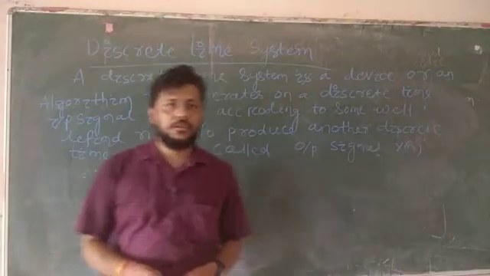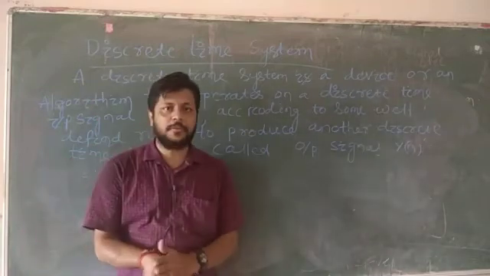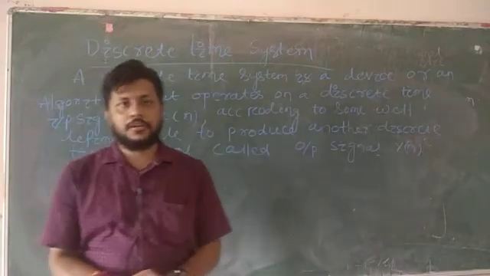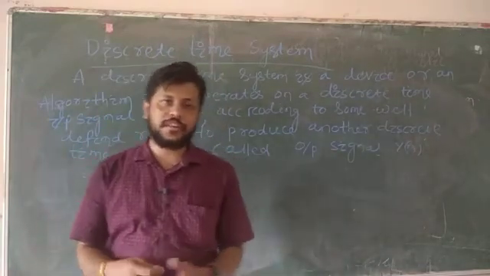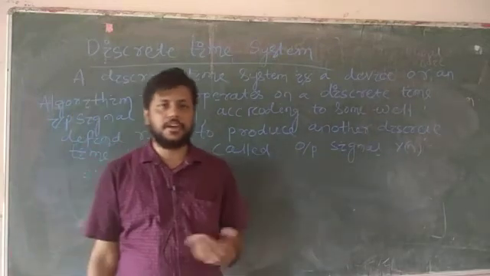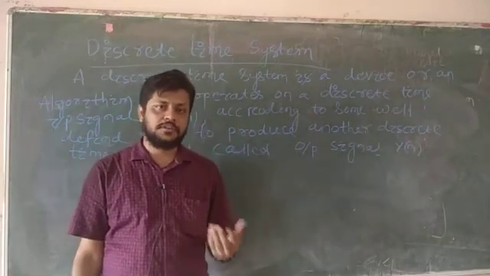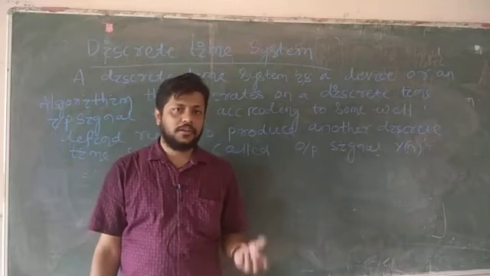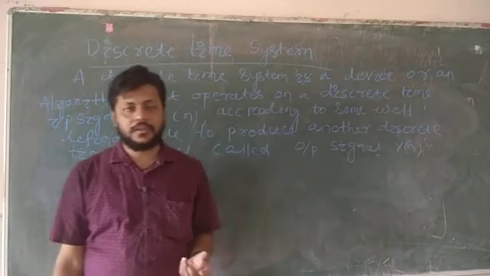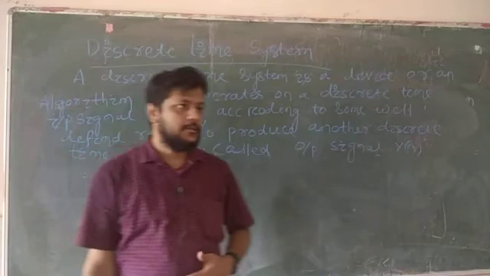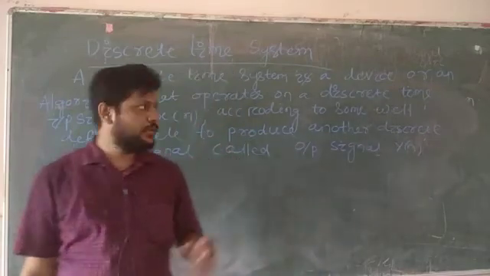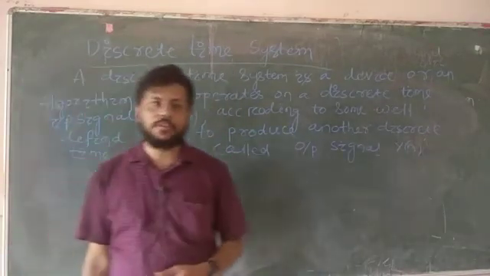So hello students. In the last class we completed the operations on a signal. That is, you have studied time scaling, time shifting, then time reversal, and after that scalar multiplication. So these are the few operations we have discussed. In this class we will study the discrete time system.